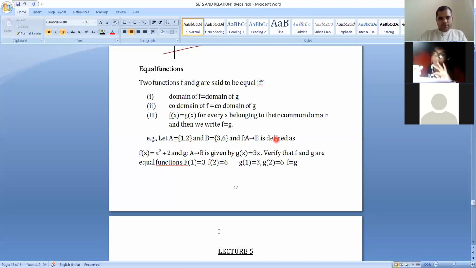So I am writing here the function. Roji, in this we have to take A and B as elements? No, you don't have to take the elements. You see here fx is equal to x square.